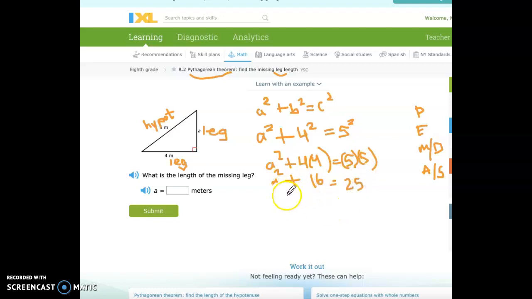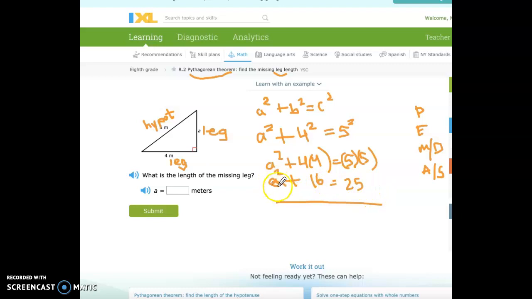In order to solve for this, I have addition on this side, but I need to get a squared by itself. And I need to move the 16. So when you're solving, you have to do the opposite. Here I had addition. In order to get it away from this a squared, I have to do its opposite. So when we're solving it, we are subtracting. We're not going to subtract 25. If we did 25, we're left with nothing on this side of the equal sign.